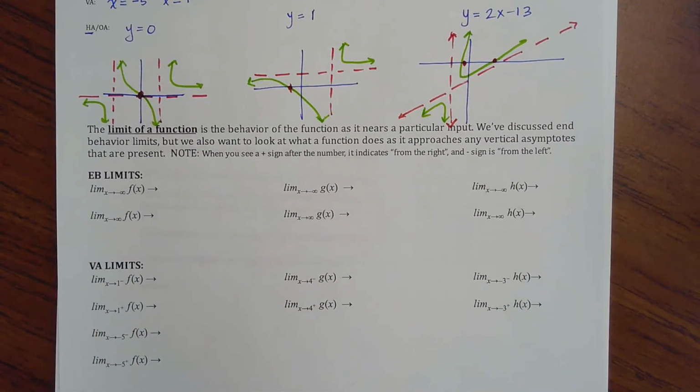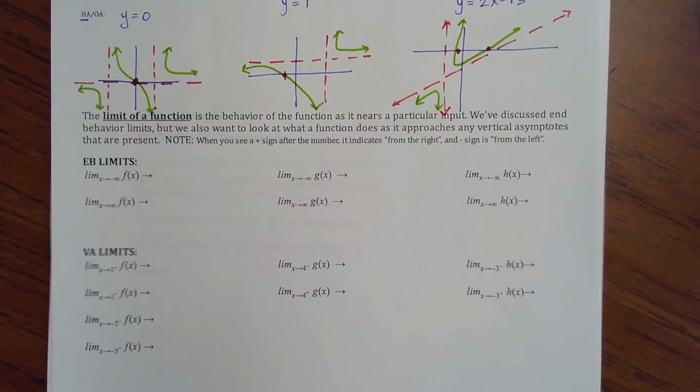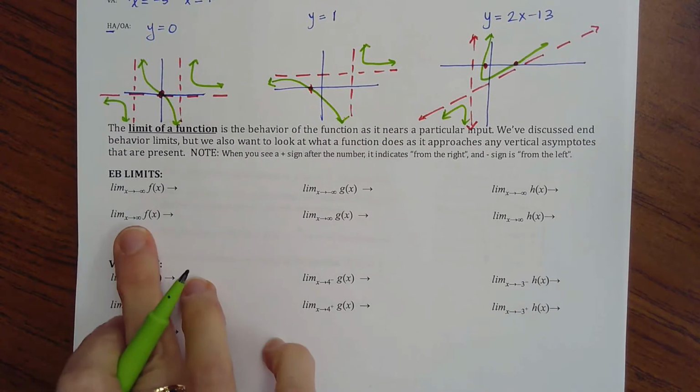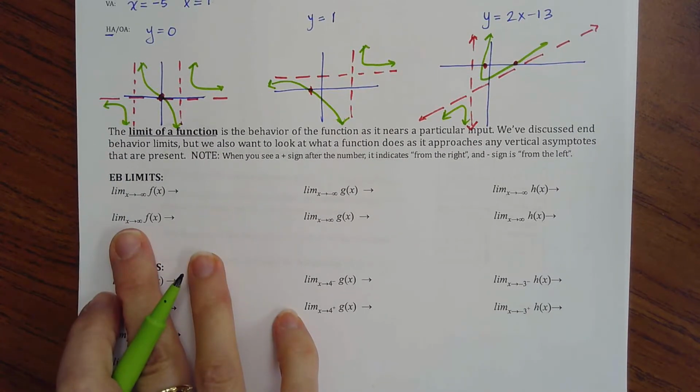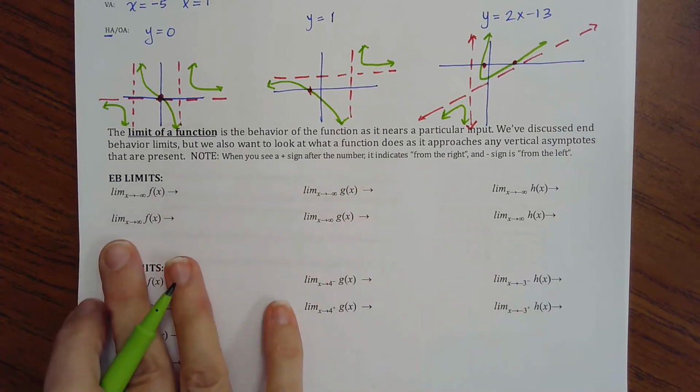All right, so once you have the graphs done for your functions, we're going to talk about how to find the limits for each of these. So we have two different kinds of limits. The first one is an end behavior limit. An end behavior limit deals with your horizontal or other asymptote, your end behavior asymptote.